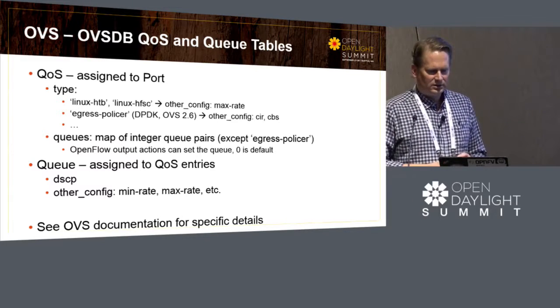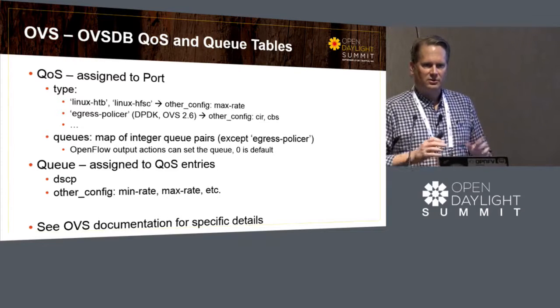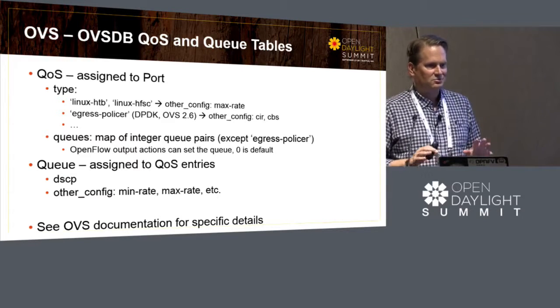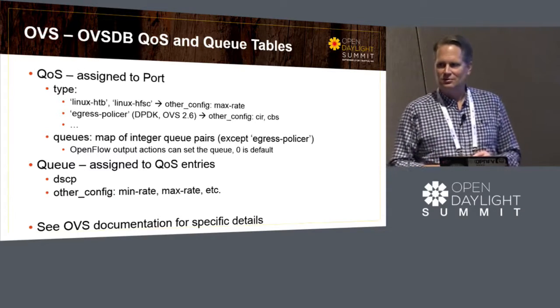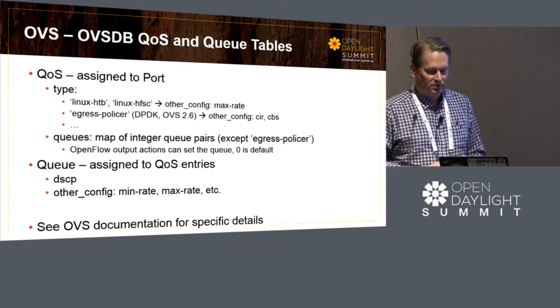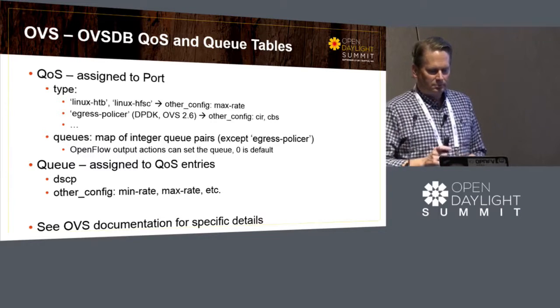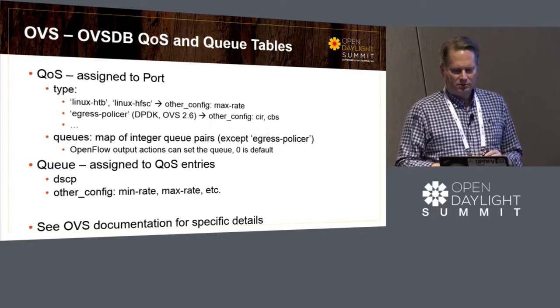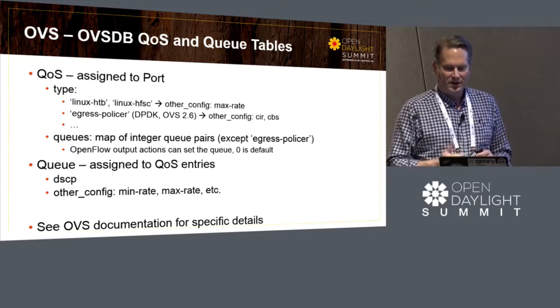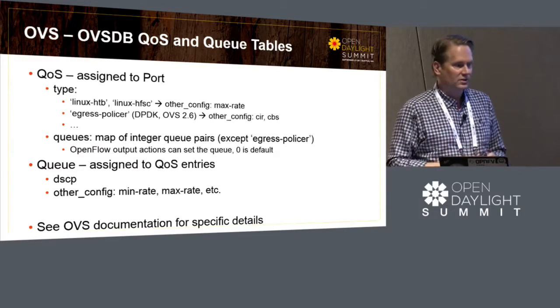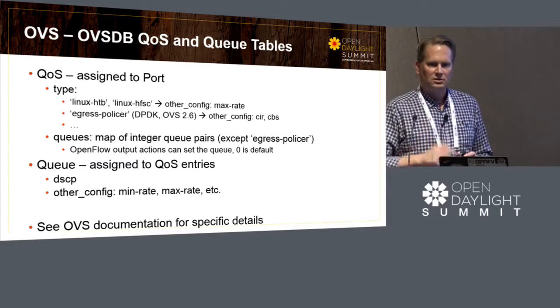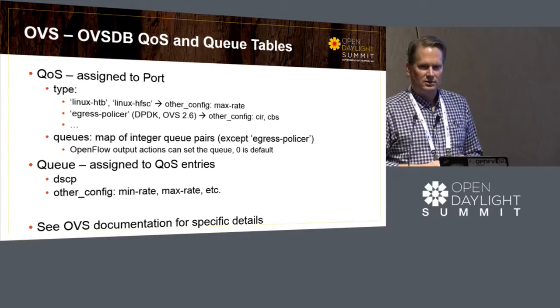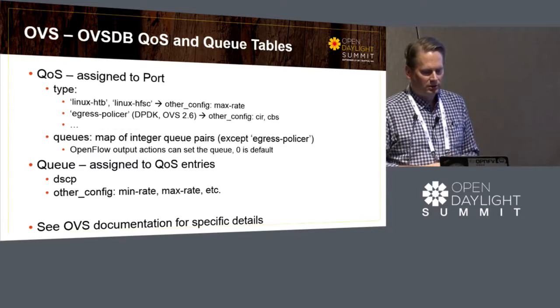And these are kind of shapers. You can do some fairly complex things. I'm not going to talk about how those work. I have a link or two that you can dig into on your own if you want to. But common with these two queue types, in the other config column in the OVSDB database, is a max rate. So you can define the maximum rate of bandwidth that those QoS entries support.